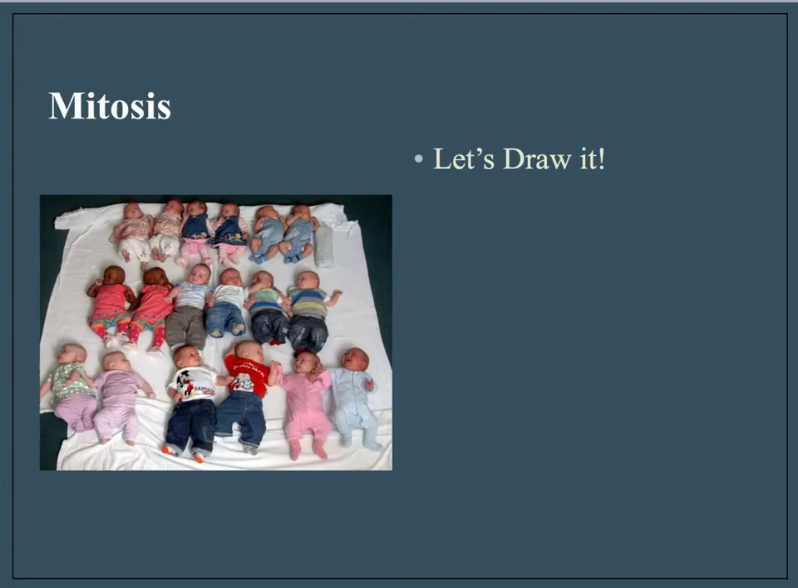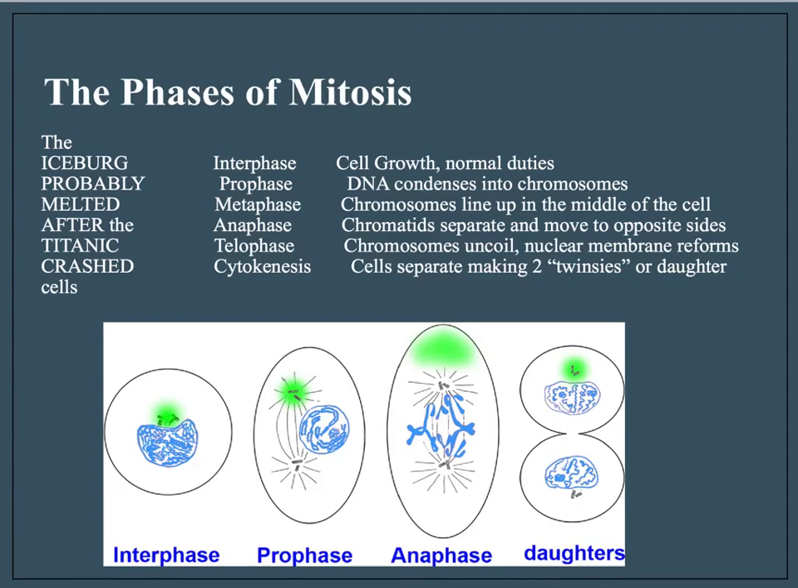So we are going to draw mitosis now. You'll see where it says iceberg, probably melted after the Titanic crashed. That's just a way of remembering it. So let's do the phases of mitosis. Okay, now the first phase is called interphase. That's where your blank is, you guys. So fill this part in. This is where your blanks are.